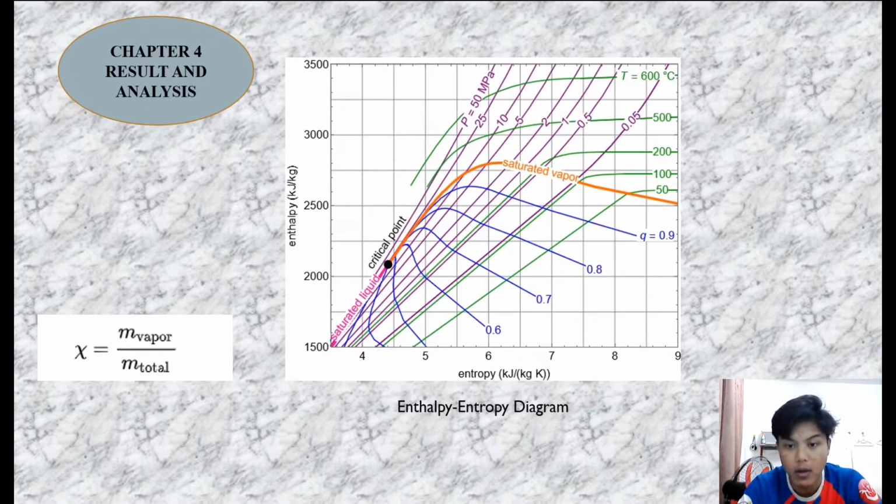For example, we take the quality 0.9 and we look at the pressure line, the intersection of the pressure line and the line of quality 0.9. The lower the pressure we get, the higher the entropy, and the higher the pressure we get, the higher the enthalpy. For more detail, we go to the next slide.